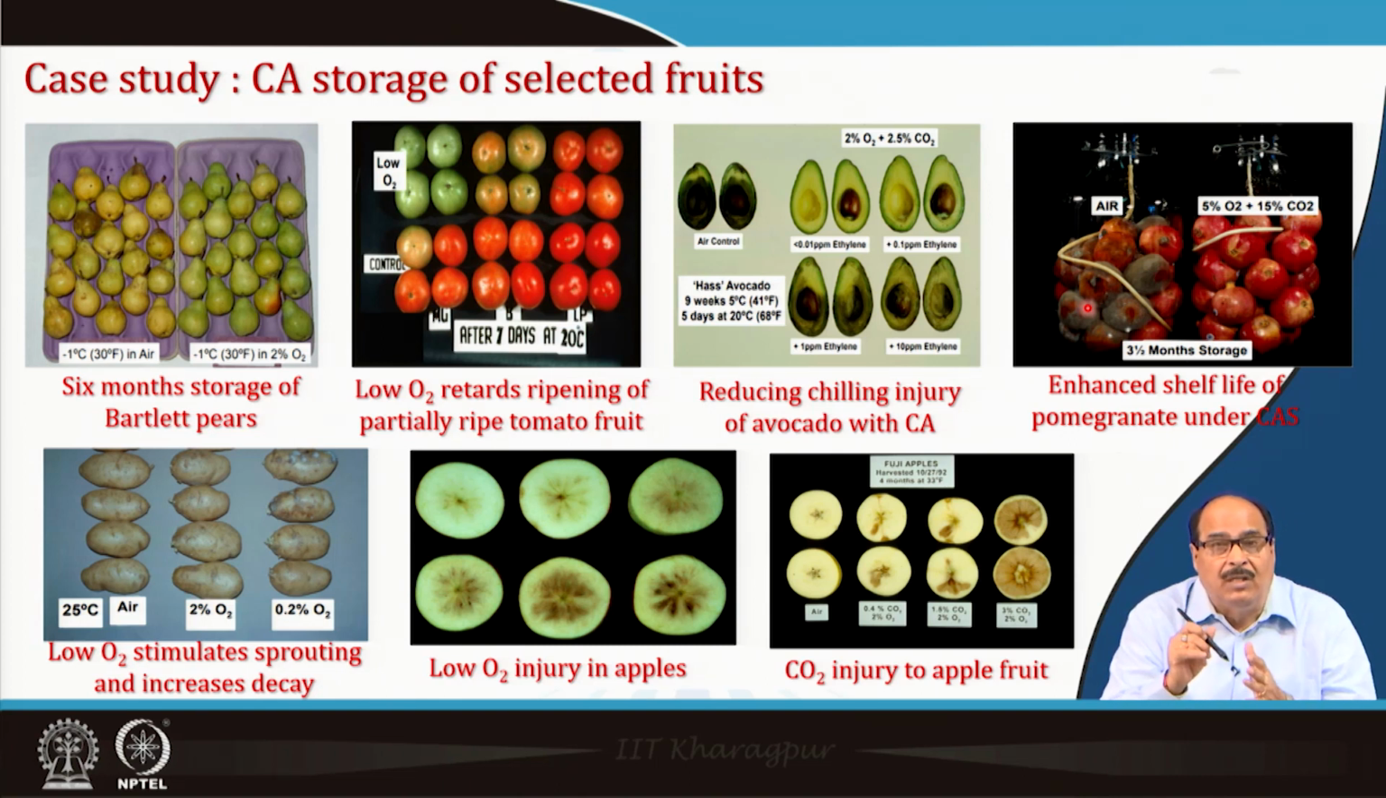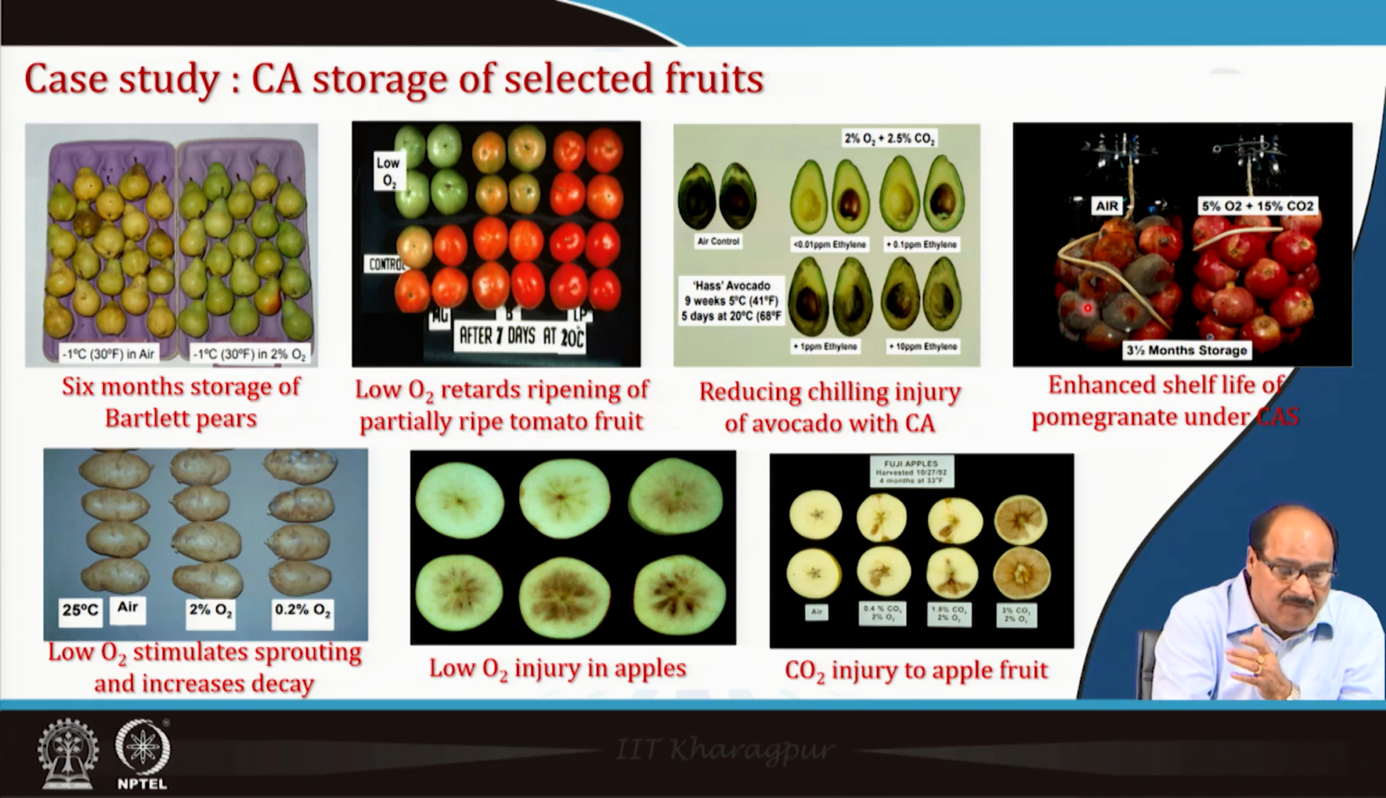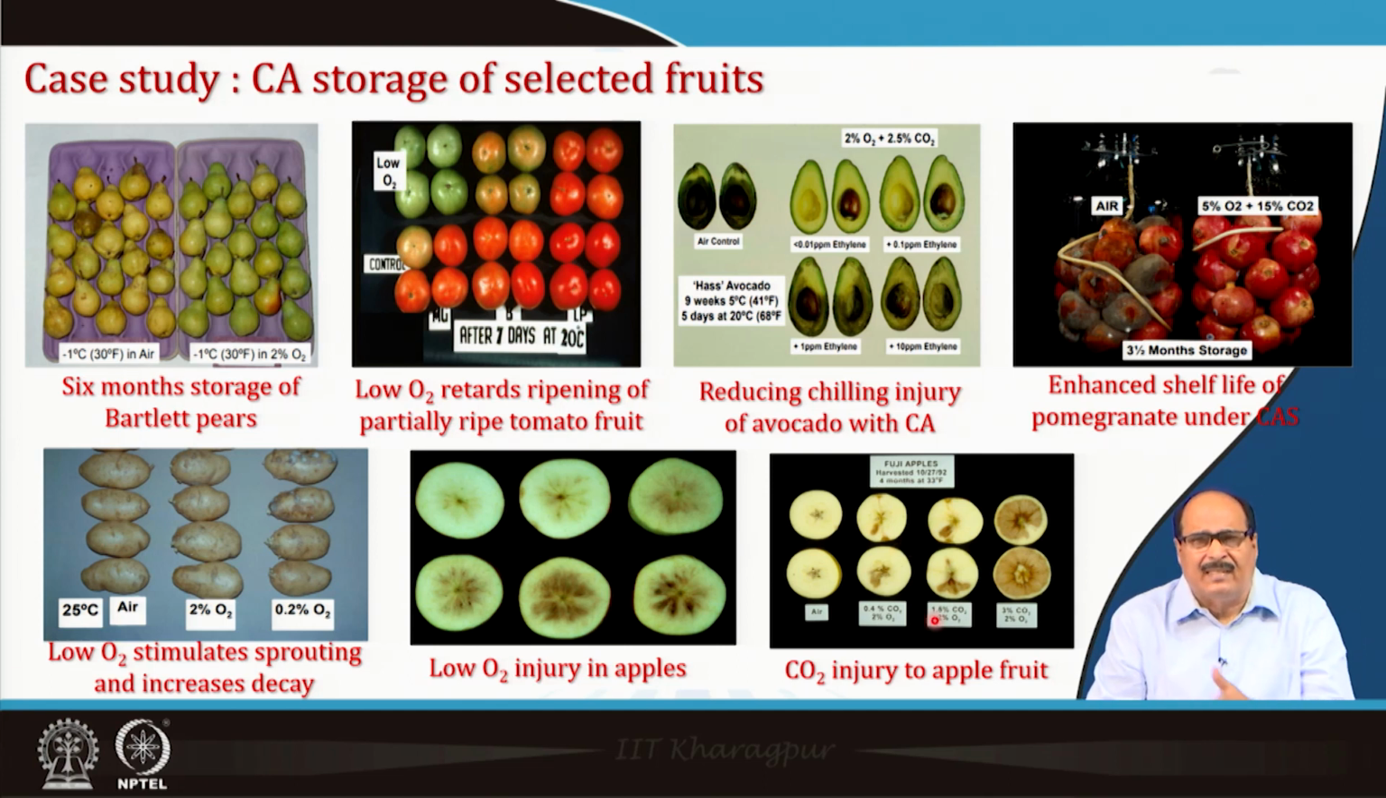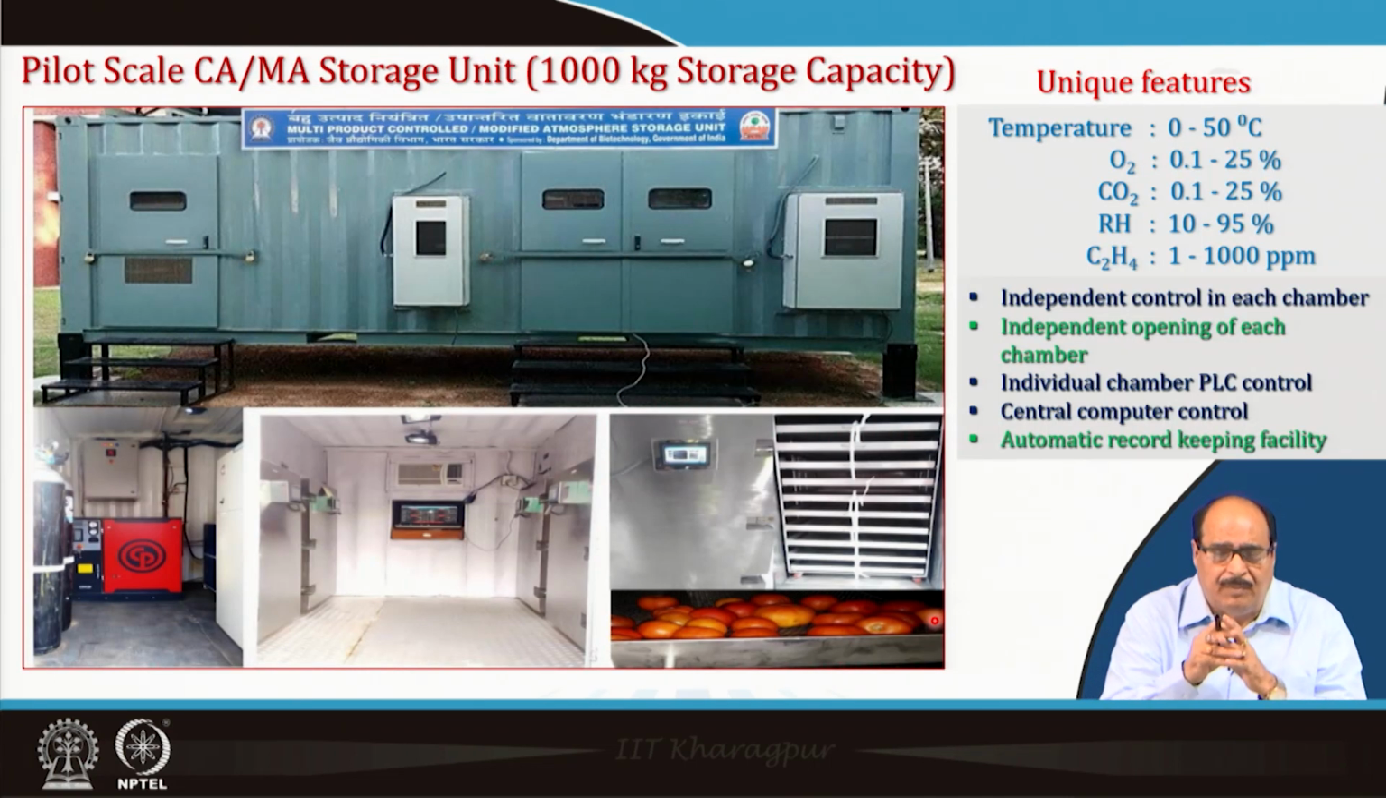Even in the case of potato, there are certain reports that low oxygen stimulates sprouting and increases the decay, at 0.2% O2. So, you see at 2% O2 here, sprouting is seen, whereas at 25 degrees Celsius in normal atmospheric air, the decay is not there. Then similarly, low O2 injury in the apple, or CO2 injury to apple fruit, you can see here at different levels of O2 and CO2. Similarly, there are many such reports and much such research has been done.